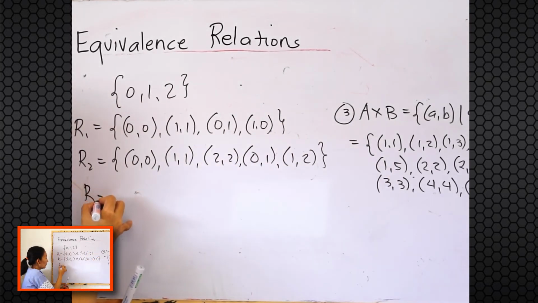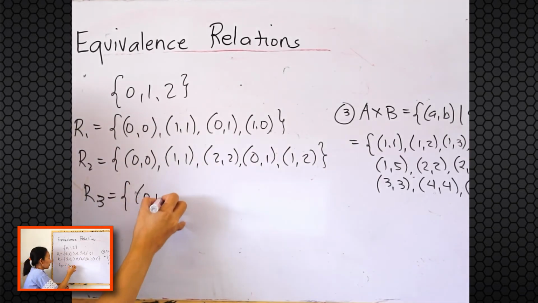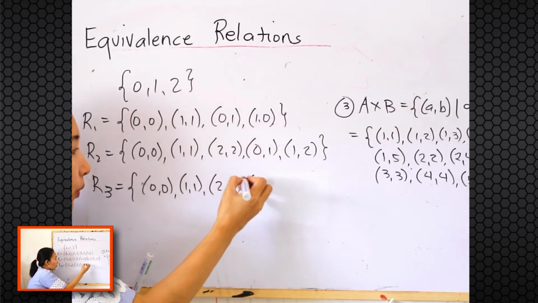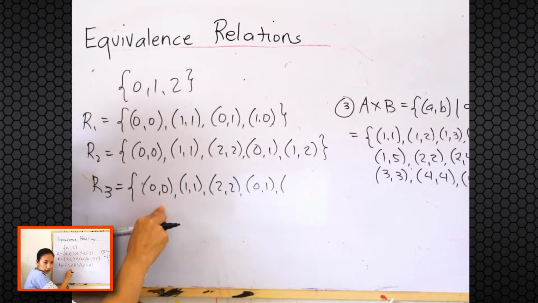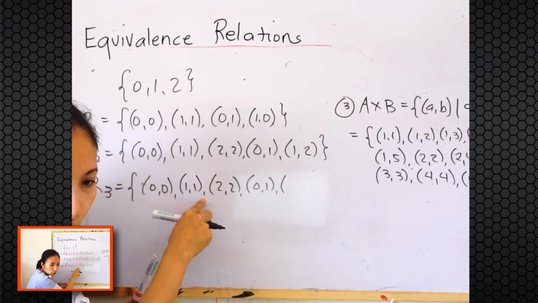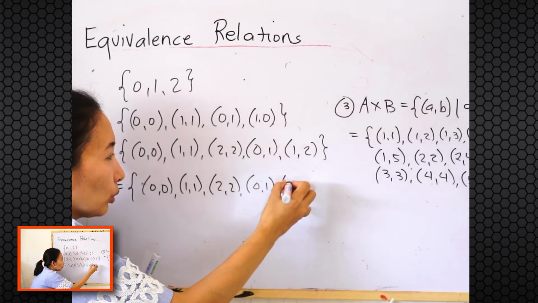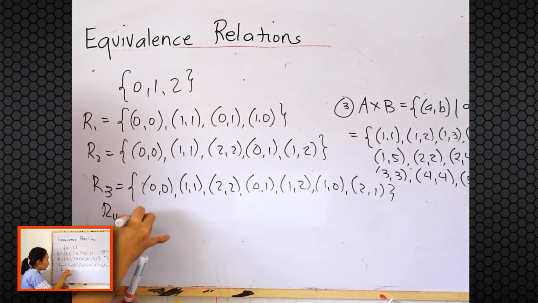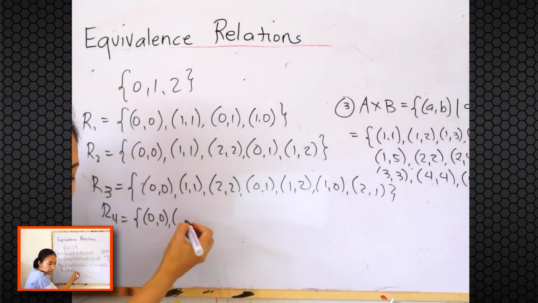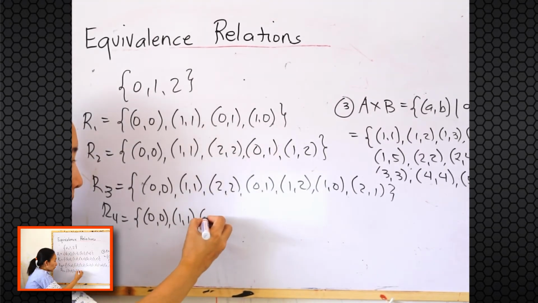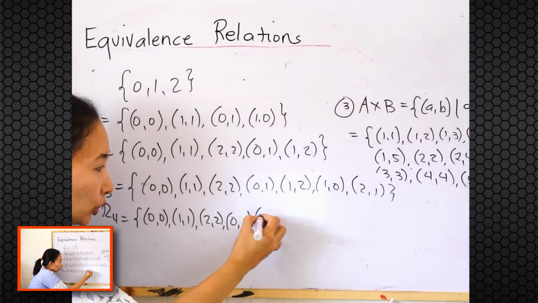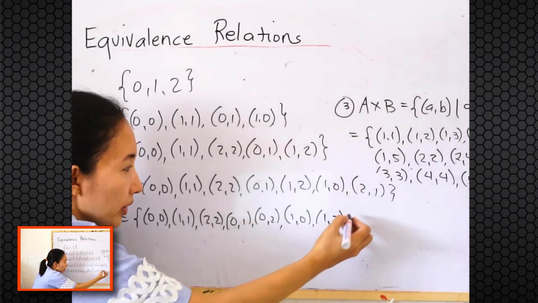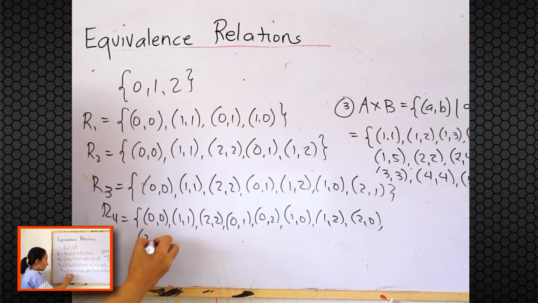Then R3: (0,0), (1,1), (2,2), (0,1). Then R3 again: (0,0), (1,1), (2,2), (0,1), (1,2). R4: (0,0), (1,1), (2,2), (0,1), (0,2), (1,0), (1,2), (2,0), and (2,1).